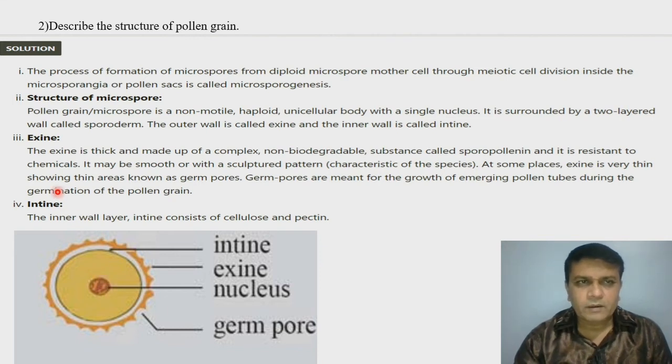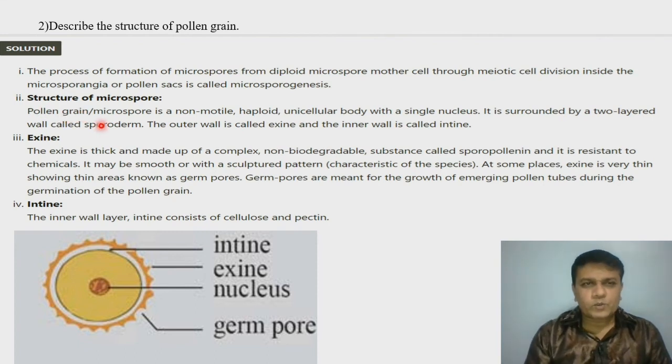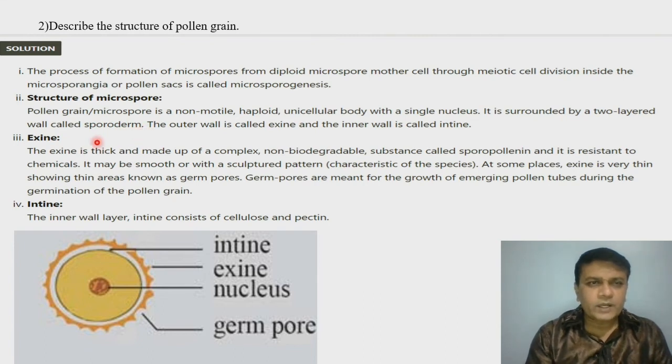So the second point shows the structure of pollen grain or microspore. Now pollen grain or microspore is non-motile. That means it cannot move on its own. Then it is a haploid, unicellular structure with a single nucleus. It is surrounded by a two-layer wall called sporoderm. And this sporoderm consists of two layers, that is outer exine and inner intine.